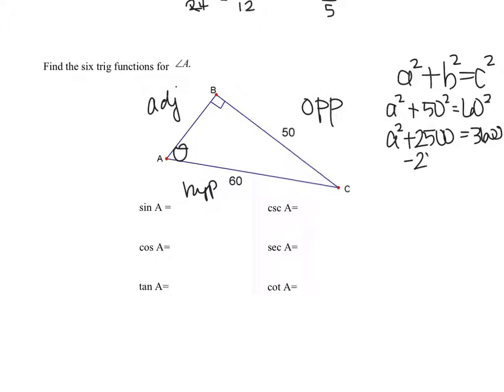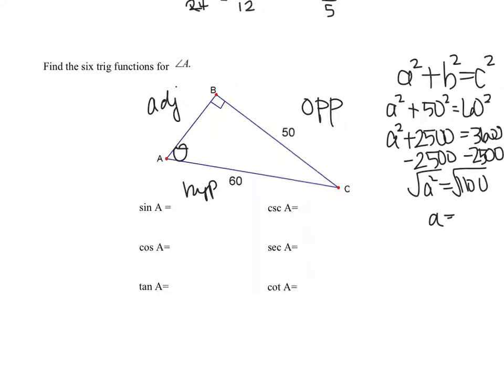Next, we're just going to subtract 2500 from both sides. And 3600 minus 2500 is 1100. So we get a squared equals 1100. And then we want to take the square root of both sides. Now 1100 is not a perfect square. So we want to simplify it.